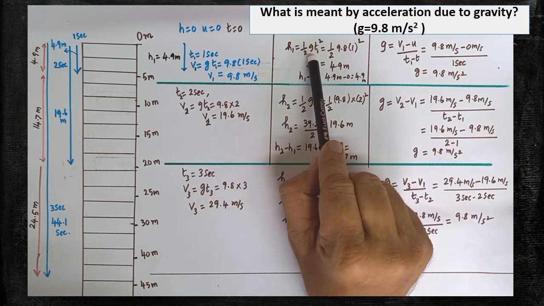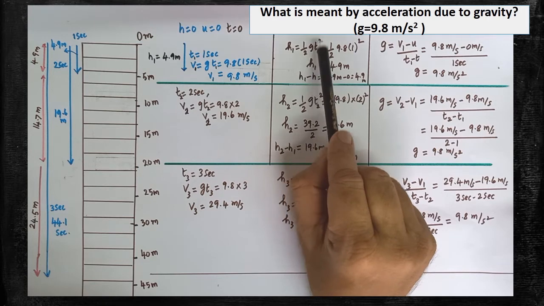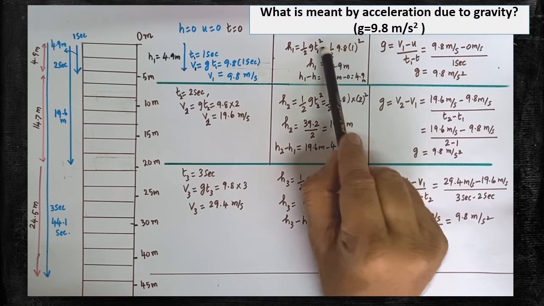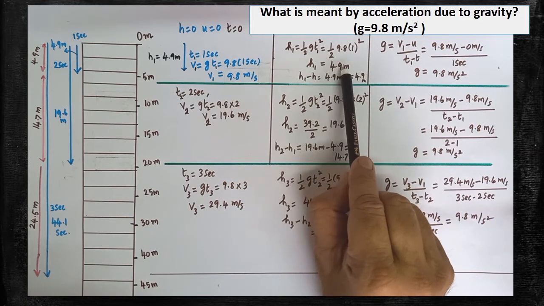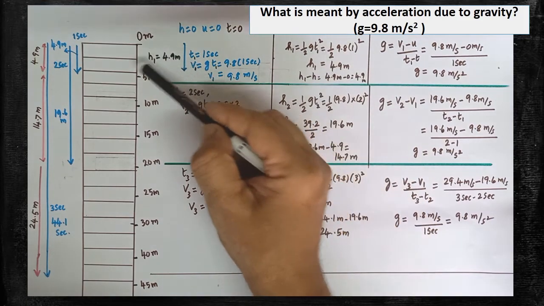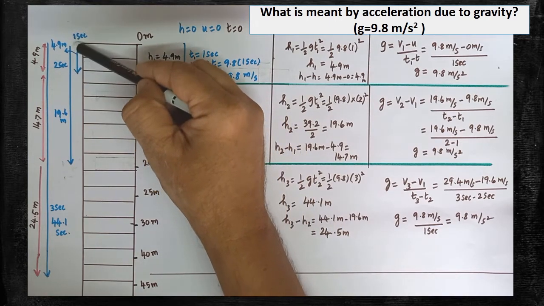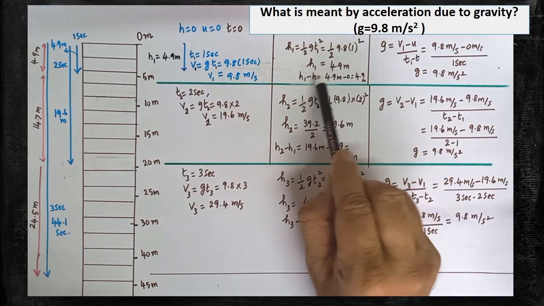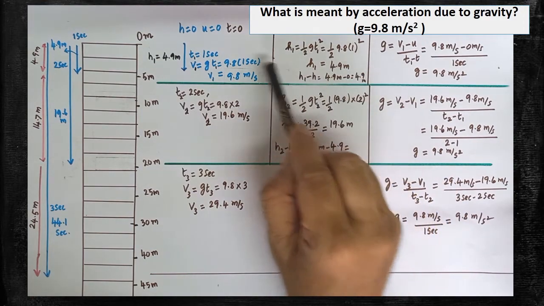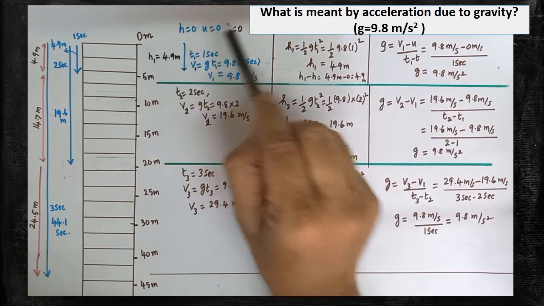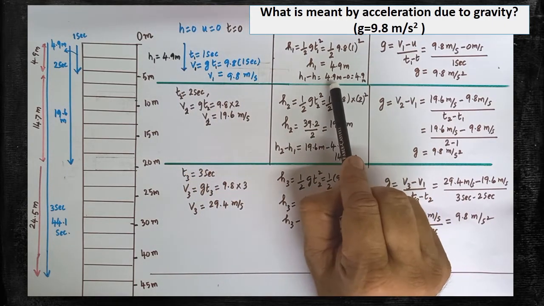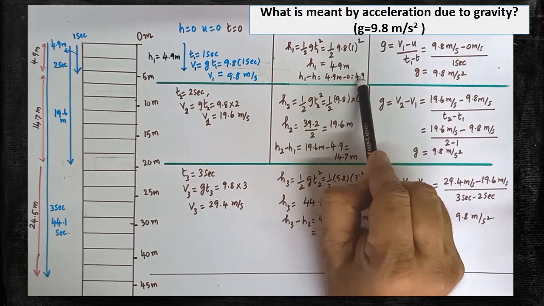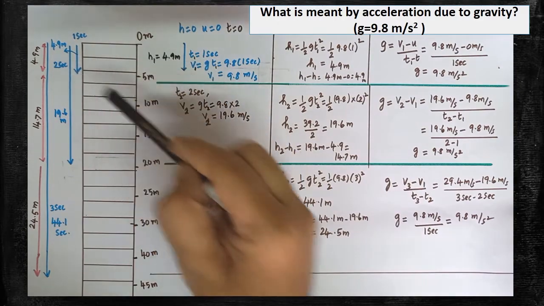Now we will calculate the height of the fall. Half gt1 square. Substitute half into 9.8, after 1 second. After calculation you get 4.9 meters. The meaning is, after 1 second, the body covers a distance of 4.9 meter. Now you calculate the distance difference. Initially it was at the 0th meter. Now it has covered a distance of 4.9. 4.9 minus 0 is equal to 4.9 meter. So that is the height difference between this position and this position.